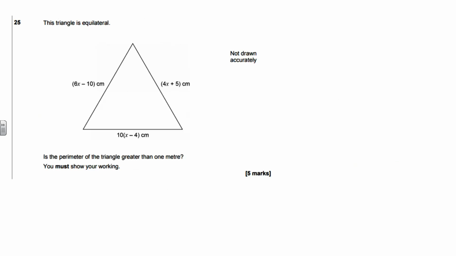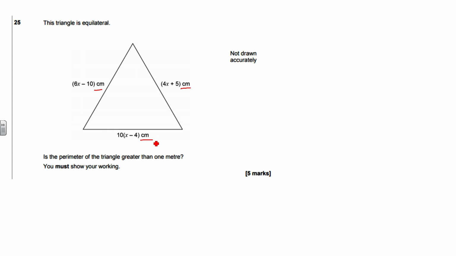Right, question 25. This triangle is equilateral. It's got loads of algebra on the sides. Is the perimeter of the triangle greater than 1 metre? So the sides are currently given in centimetres, but also in algebra. Lovely. So what we need to do is establish what the value of x is, because that will allow me to establish how long the sides are in centimetres. I can then determine whether there's more than 100 centimetres all the way around, which will let me work out the perimeter of the triangle.